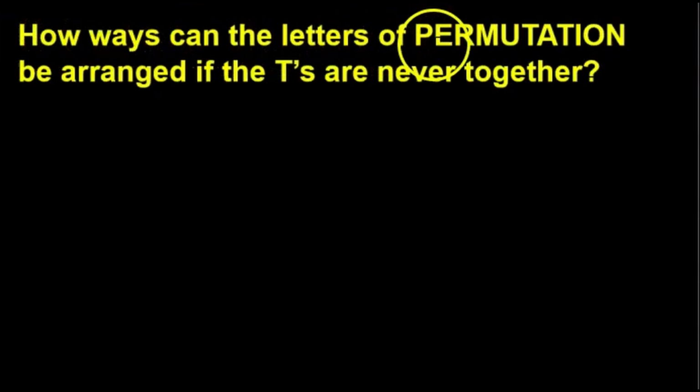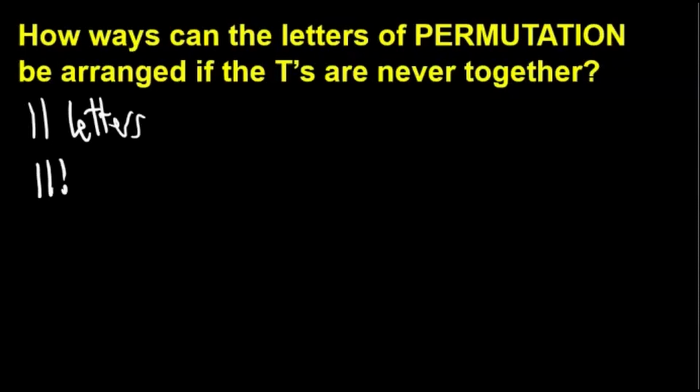So how many ways can the letters of permutation, and this could be any word that they give you, be arranged if the T's are never together? Well, permutation has 1, 2, 3, 4, 5, 6, 7, 8, 9, 10, 11 letters. There's 11 letters, so the number of permutations possible is 11 factorial.